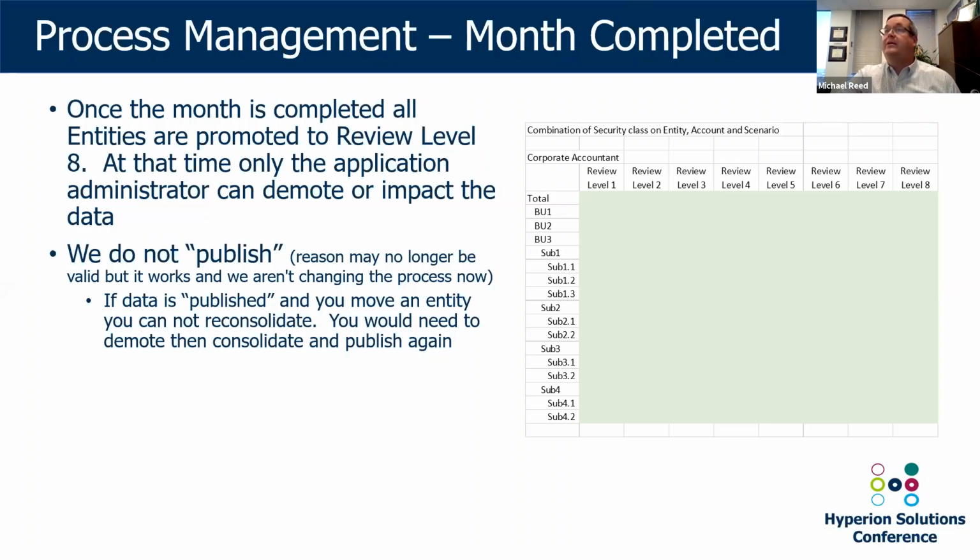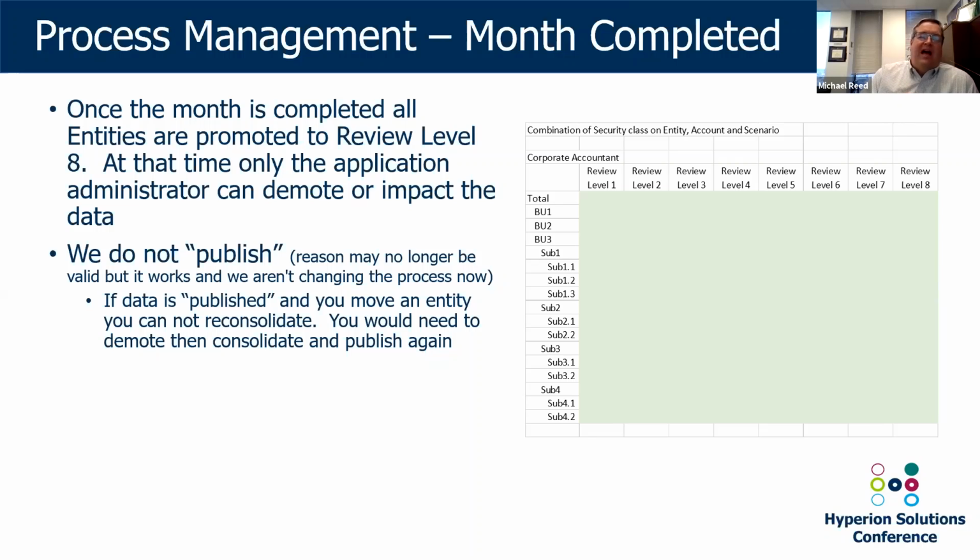Oh, I have a Q&A. Are you able to lock data at review level 8, as I can only lock entity data in published status? Okay, so no, we don't lock data. So the reason I move it to review level 8, nobody has access to the data at review level 8 other than the administrator. So where I'm the administrator, I'm the only person that can impact the data. Nobody else can. They can't use web forms. They can't run a calculation. They can't run a consolidation. Once it gets past review level 8, they all have read-only access in it. So we don't have to lock it.